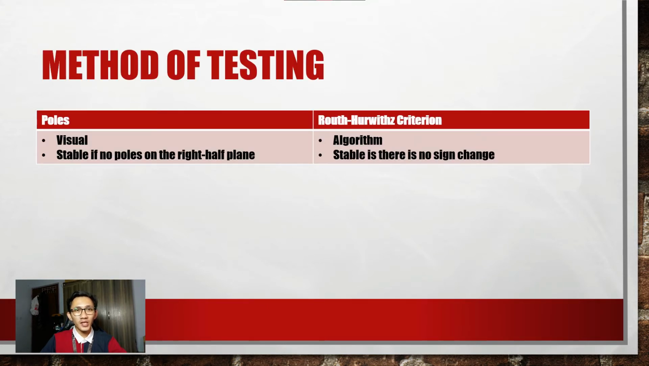We will continue with stability analysis. There are two methods that we can use to determine the stability of a system. The methods are the pole method and the Routh-Hurwitz criterion. The pole method uses visual analysis to determine stability. If there are no poles on the right half plane, the system is determined as stable. The Routh-Hurwitz criterion uses an algorithmic analysis to determine stability. If there are no sign changes, the system is determined as stable.